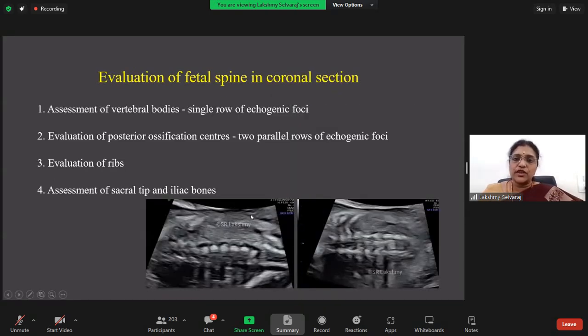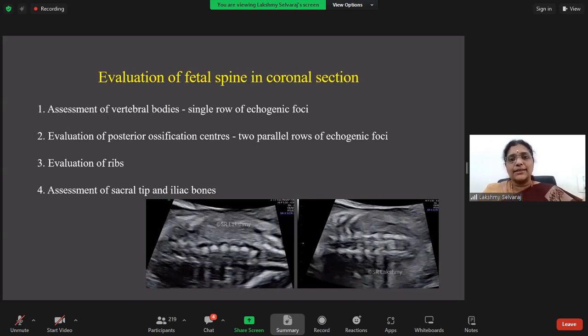And coming to evaluation of the spine in coronal section. The first step is assessment of the vertebral bodies, a single row of echogenic foci. If you cut at the anterior ossification center, then you will be seeing a single row. Evaluation of the posterior ossification centers, where you see the 2 parallel rows of echogenic foci. And when you do the coronal section, you will be able to evaluate the ribs as I have shown here, and you will also be able to see the sacral tip in relation to the iliac bones. So these are the 4 points we need to see when we are doing the coronal section.